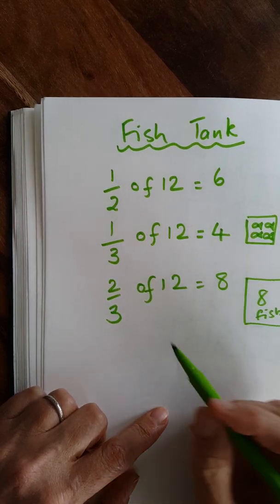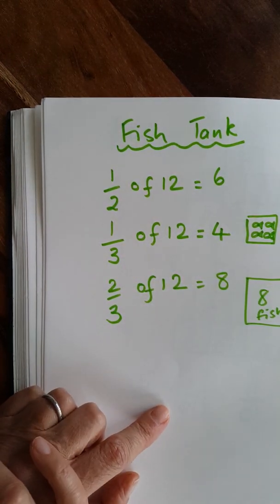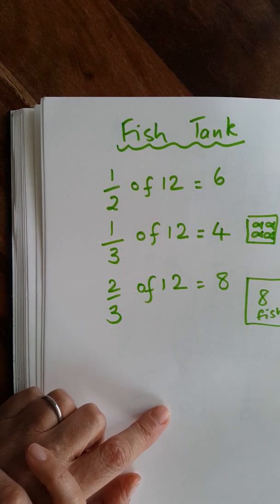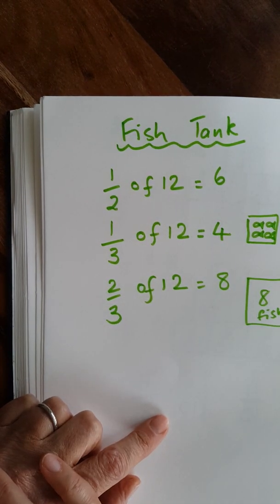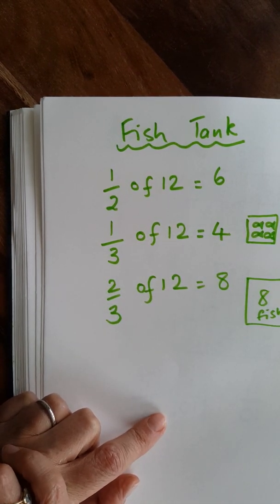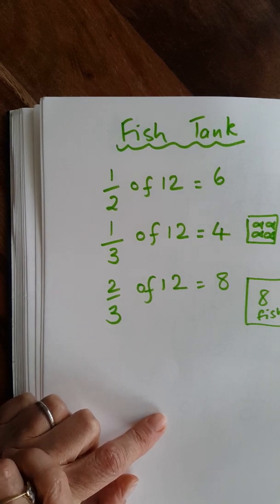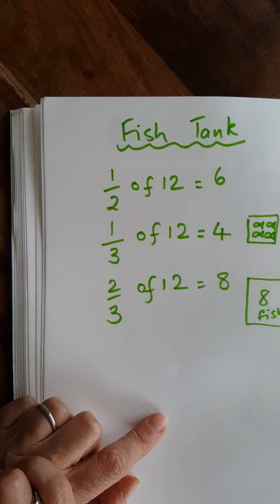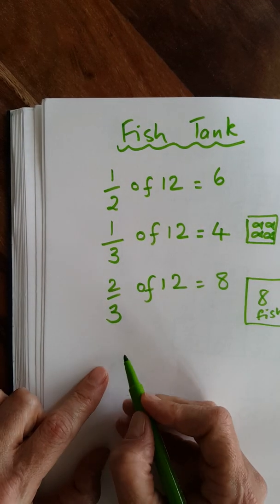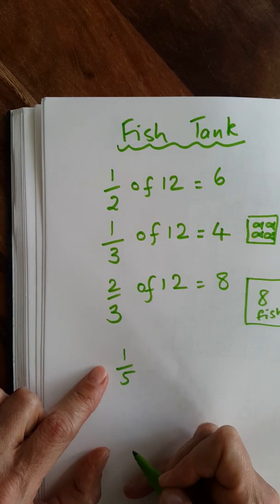Okay, so what it's really asking you to do is as many different fractions that you can make with the number 12. So you should end up with a page like this of different fractions. So you could try 3/4, 1/6, you could try 5/12. Okay, have a go. And remember, if you want to find 1/5, you divide by 5.